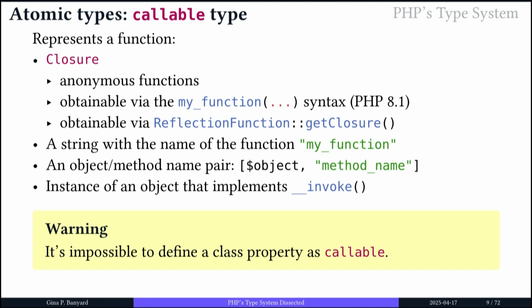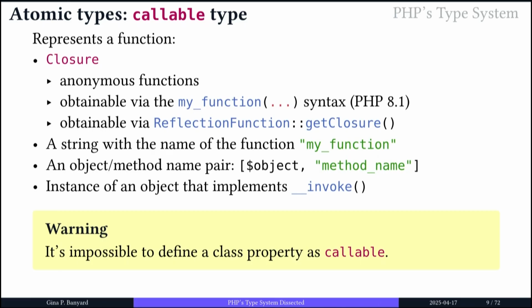It's either the string which has the name of the function, like my function or strlen or whatever. An object method name pair, where the first element of your array is the instance of the object, and the second one is a string which is a method name. And then finally, an instance of an object which actually implements the invoke magic method. You can't actually define a class property as callable. This is due to scope issues, in that some scopes where your variable will be callable will not be callable in other scopes. If you actually want a class property which has a function, just use closure, because closures are well-defined and encompass the scope within them.